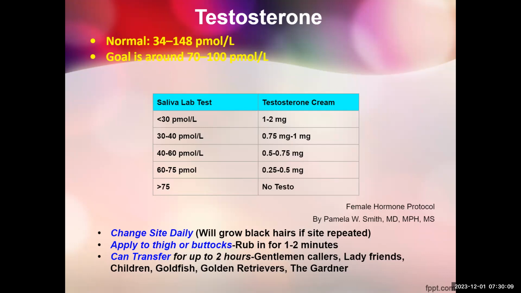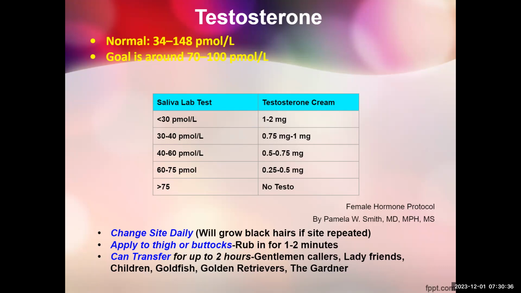And then here again, here's the cream. So this is from the saliva test, how to dose from the saliva test. You want to change the site daily when you use a testosterone cream. If you put it on the same spot 4 or 5 days in a row, you're going to end up with little black hairs there. Most of these gals don't like that. But once you take it away, they'll come out. It's not a permanent thing.